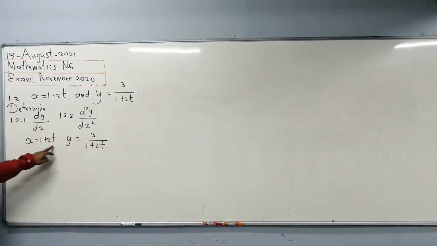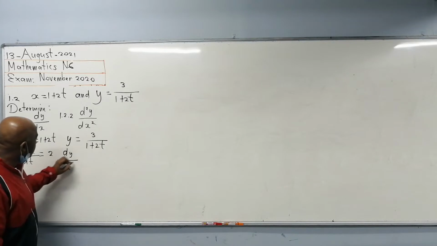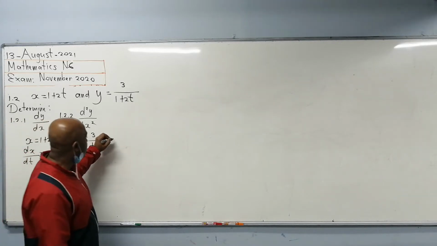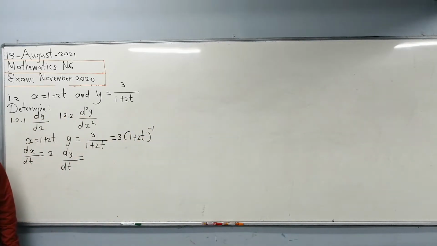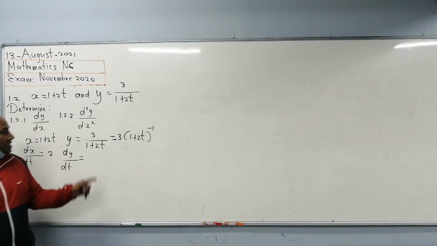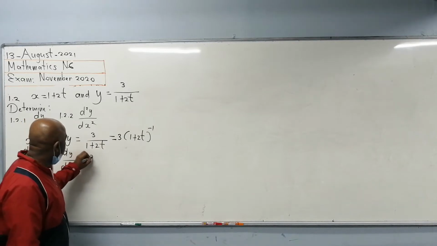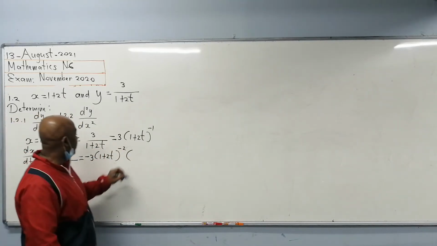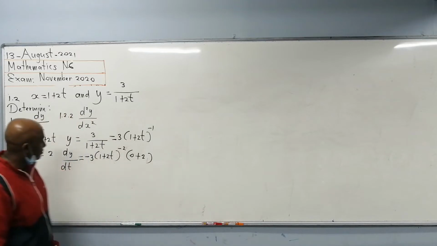So we got x in terms of t, we can find dx over dt: the derivative of 1 is 0, derivative of 2t is 2. Now dy over dt. You can use the quotient rule if you feel like, or if you want to do this here, take this to the top first. Can you see that? We now change this, it's another chain rule. Can you see that it was the quotient rule? No more. Now it's a chain rule because I rearranged it. So now 3 times minus 1 is minus 3. 1 plus 2t to the power minus 2. And then the derivative of 1 is 0. The derivative of 2t is 2. Right, so that is the chain rule.